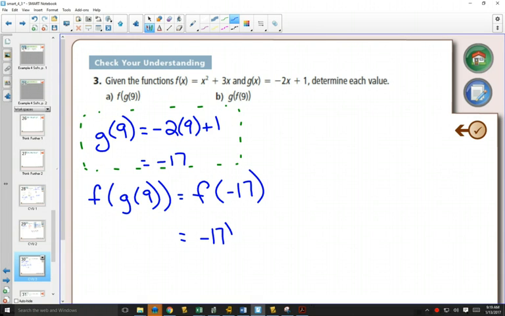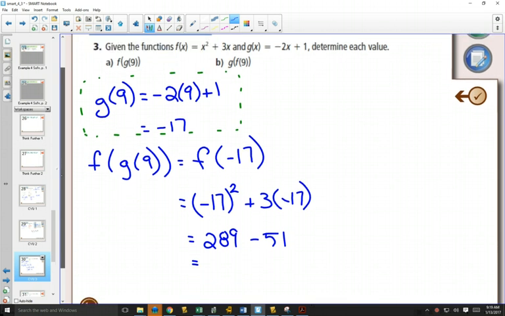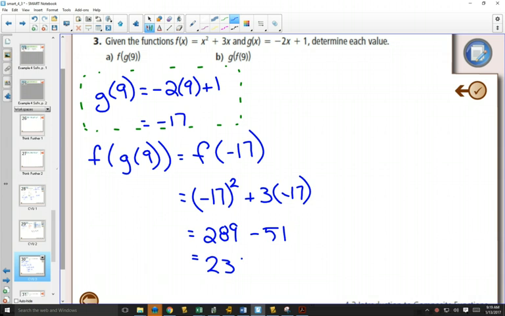Now with a negative number, especially because things are happening to that negative number, it makes sense to put that in brackets when we enter it. Negative 17 squared, 289 minus 51, 238.